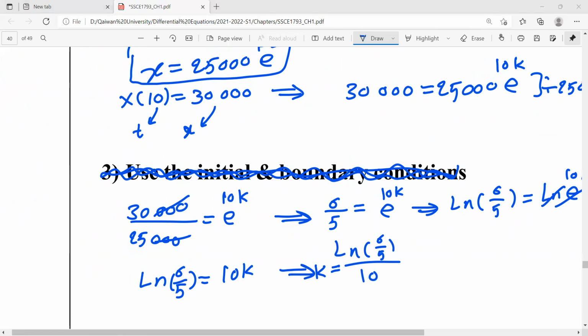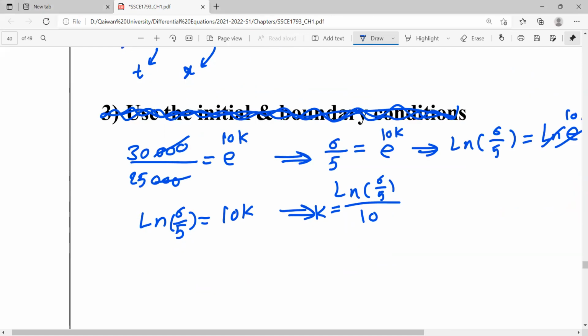Let's find the value of it. 6 divided by 5 equals 1.2, and we take its ln. ln of it is 0.1823, and then dividing by 10, I'm going to calculate all in one step, it's approximately 0.018. That means k is 0.018. This is the value of k.